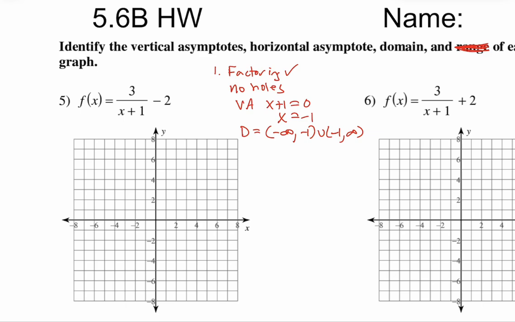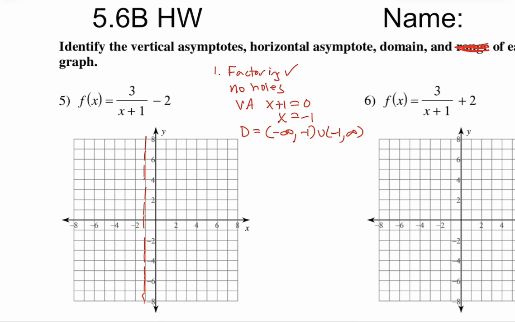Factor it. Are there any matching factors? No. Are there any vertical asymptotes? Yes. Take any points out that you need to from your domain. Okay. So I would not even go further without putting on the vertical asymptote at -1. Okay. So that's where I would start with number 5.